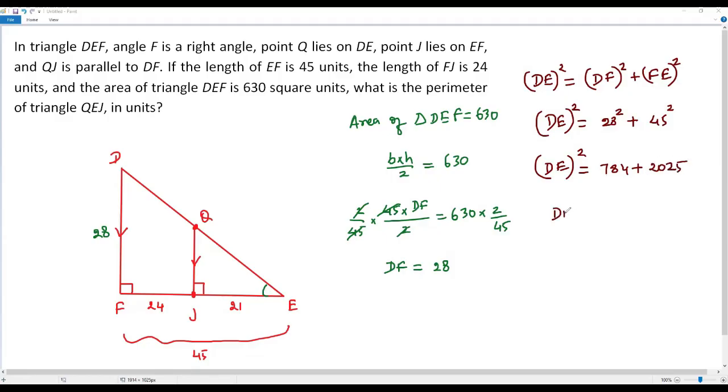So DE square equals to, okay, let me add 784 and 2025. When I add them, I am getting 2809. Let me write it over here. Okay, now to get the exponent 2 over here, I have to take square root on both sides.